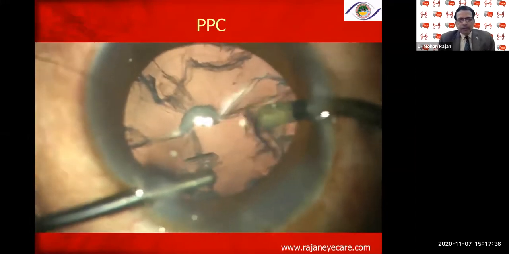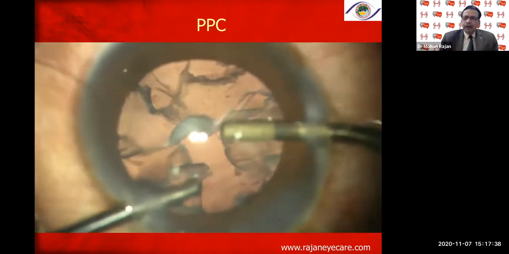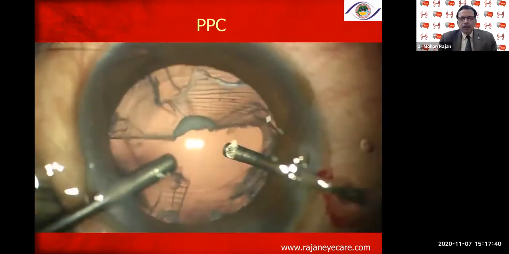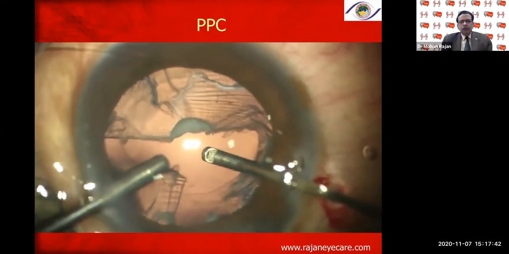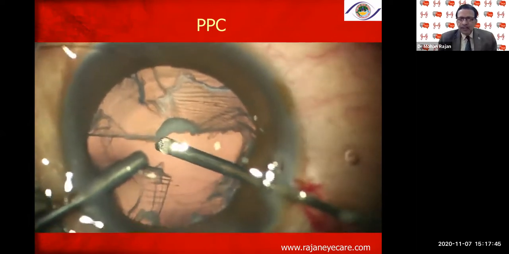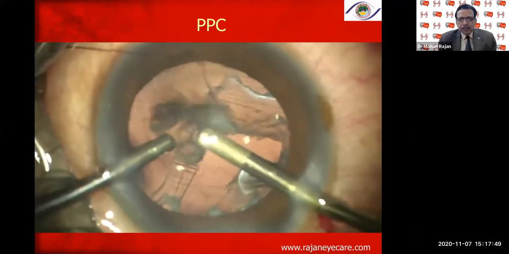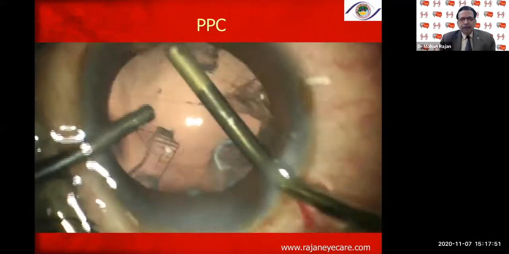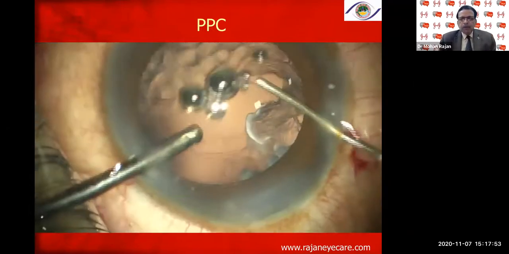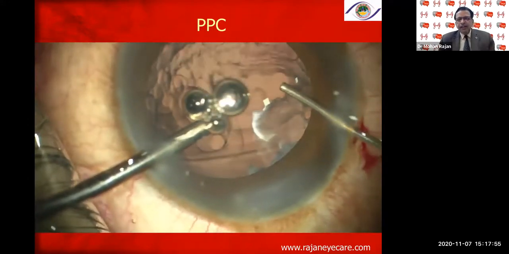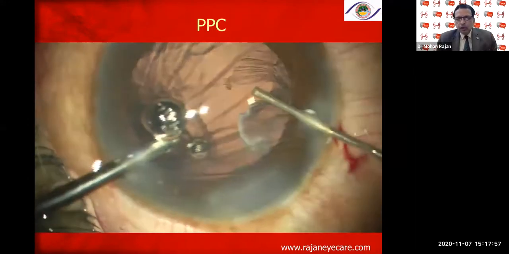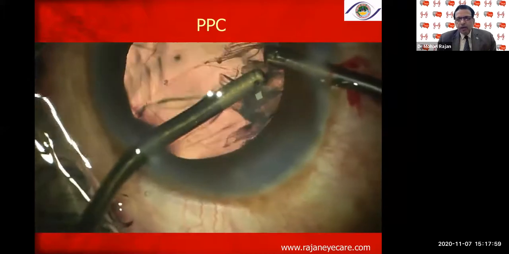Once you notice the tear, switch over to bimanual. Always inject a dispersive viscoelastic like Viscoat. Always remove the vitreous which is there in the anterior chamber. Preservative-free triamcinolone should be used. In this case, I didn't use it because the patient had a family history of glaucoma.